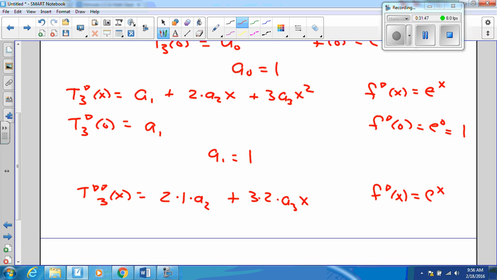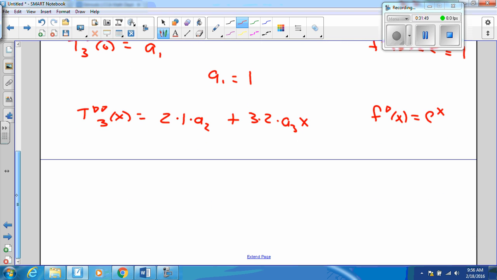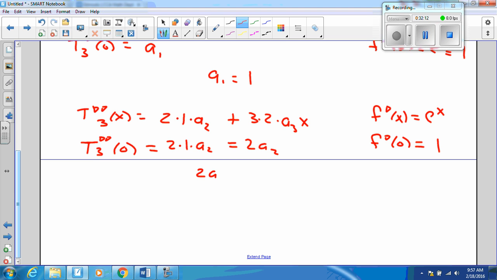And in a shocking move, f prime of x is equal to e to the x. So that when I evaluate t3 double prime at 0, what do I get? I get 2a2, that's right. I get literally 2 times 1 times a2, which is 2a2. And f prime of 0 is equal to 1, and these two have to be equal so that a2 is 1/2.